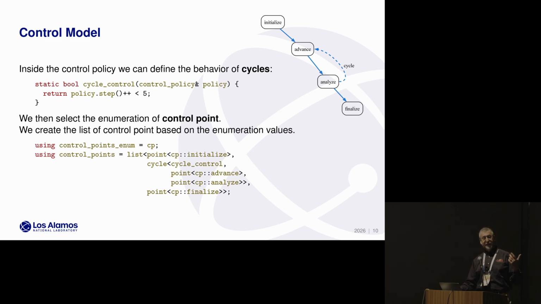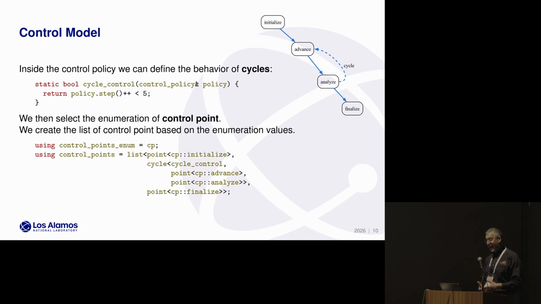So we declare a function, here it's called cycle control, that's given a policy, which is an aggregation of the data that it needs. And we're going to say that supposing we've declared a step method there, we'll increment the step, and if it's less than 5, then we will continue the cycle.